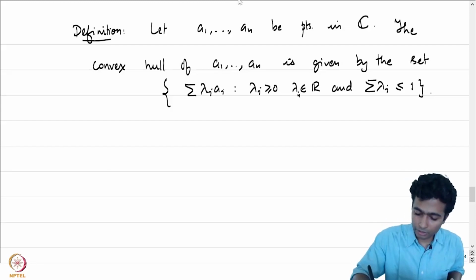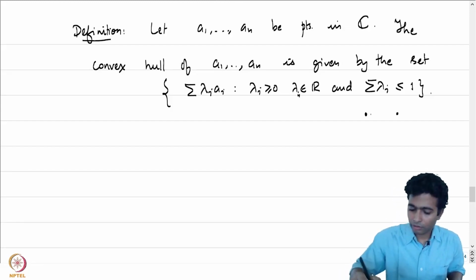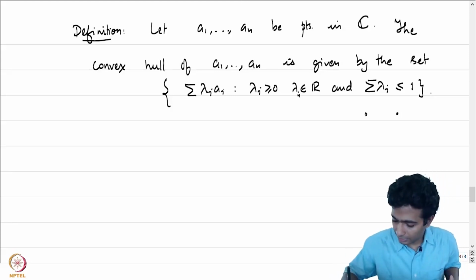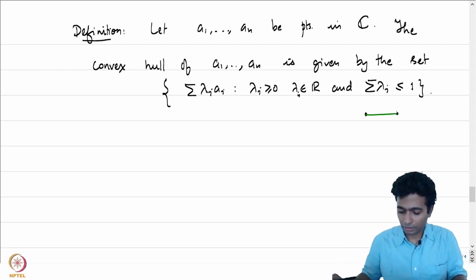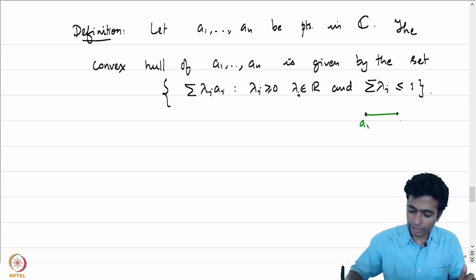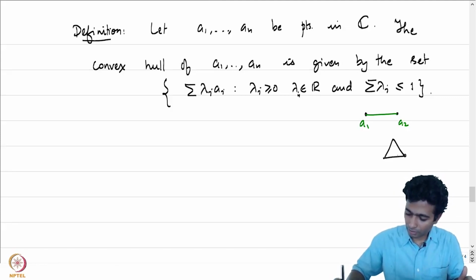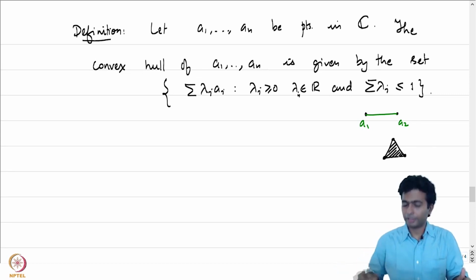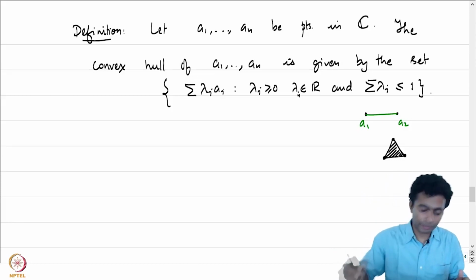So if you start off with, say, for example, 2 points, the equation here will tell us that we are considering all the points which lie on the straight line joining A1 and A2. Suppose this is A1 and A2. This is exactly what it does. And if it is 3 points, then it will be all the points which are lying in the interior of the triangle which connects these 3 points.